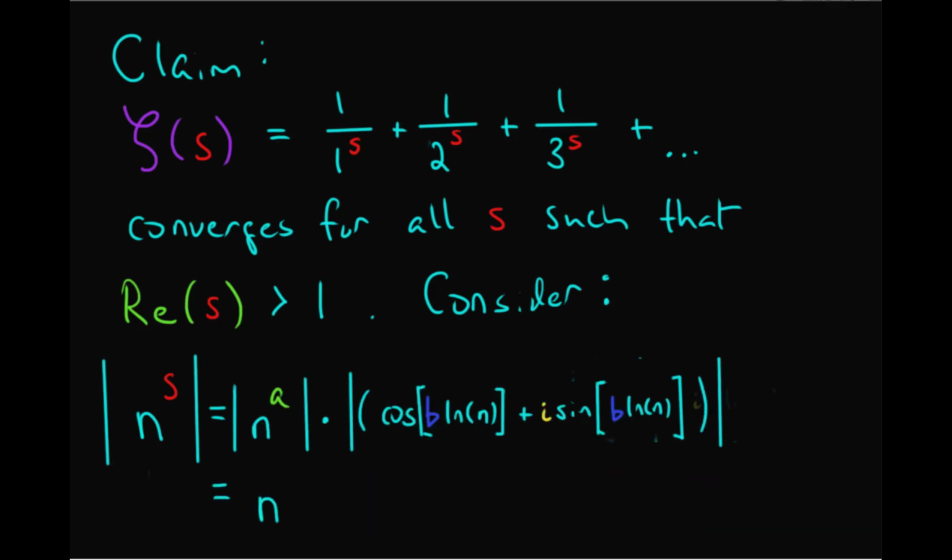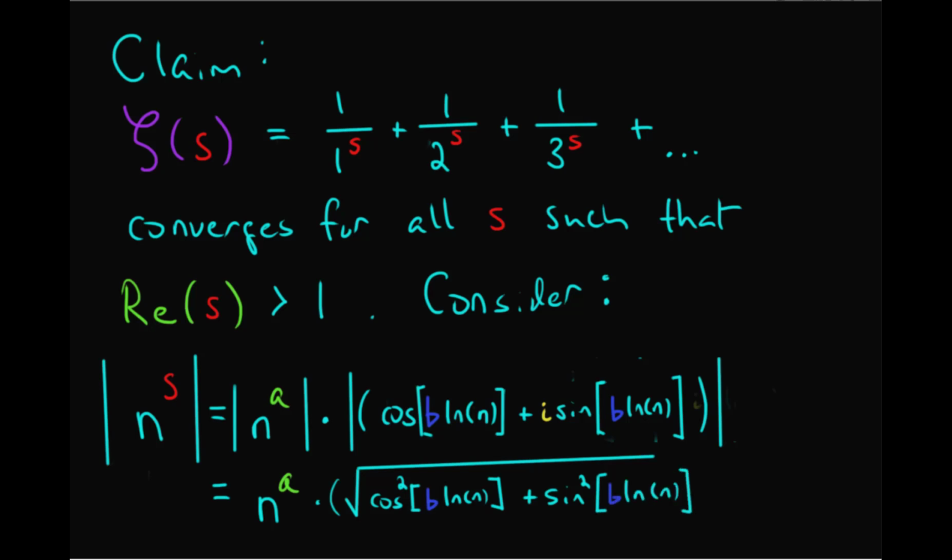And since n and a are both real positive numbers, the modulus of n to the a is just n to the a. And then the modulus of the second term here would be the square root of cosine squared b log n plus sine squared b log n. But if b log n is just our theta, cosine squared theta plus sine squared theta always just equals 1. So we end up having that the modulus of n to the s just equals n to the a. That is to say that the size or the modulus of n to the s depends completely on the real part of s, and the imaginary part of s makes no contribution to the ultimate magnitude or modulus of n to the s.